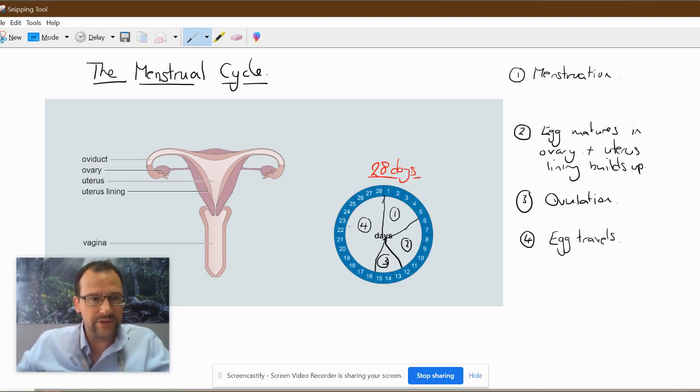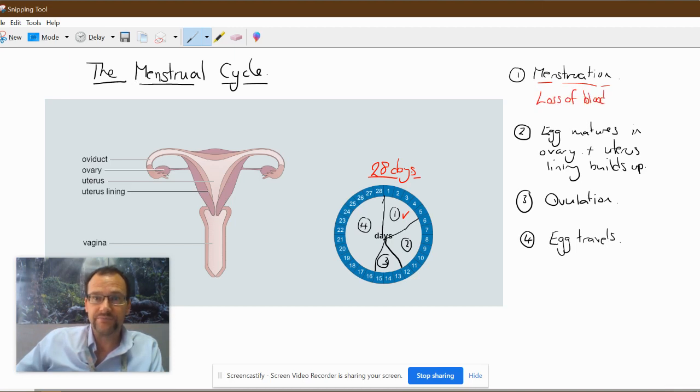We call it a menstrual cycle because once the 28 days are finished, we start again on a new cycle. So stage one, in the first 5 days, there's a bit of variation, but generally roughly about that time is a period we call menstruation. This is where loss of blood occurs. Now, the loss of blood is actually coming from the wall of the uterus breaking down.